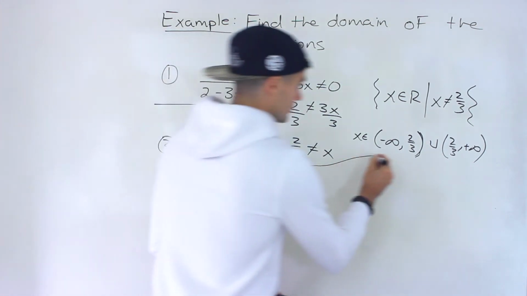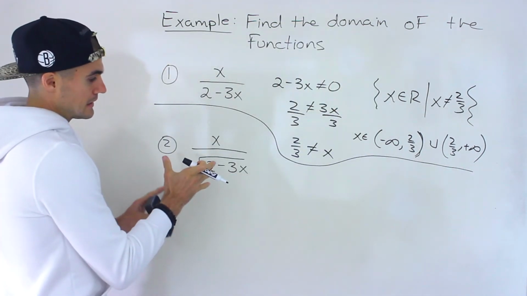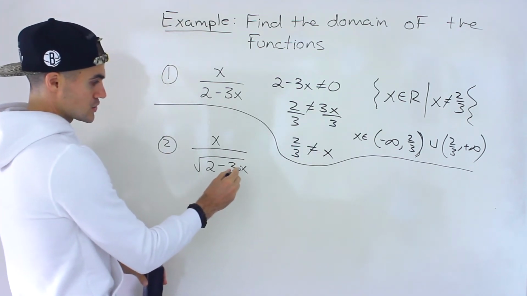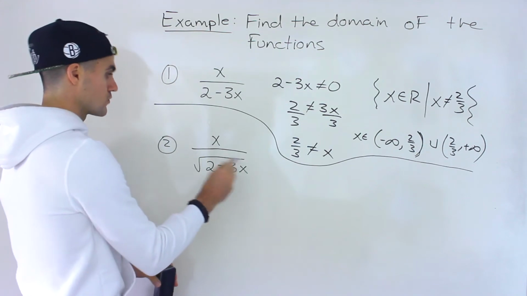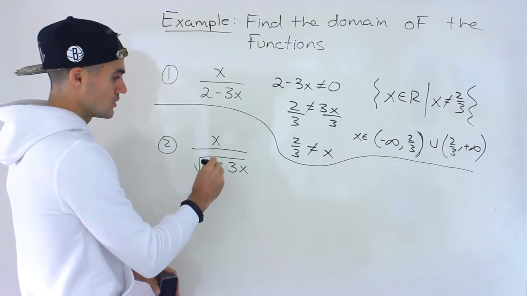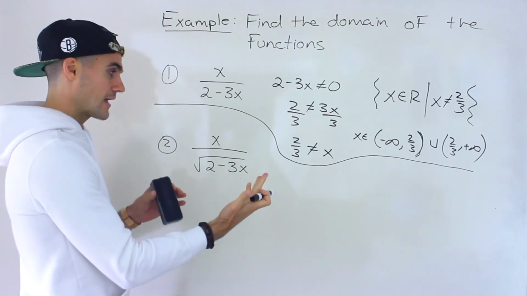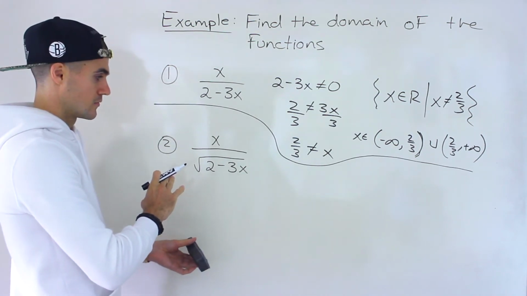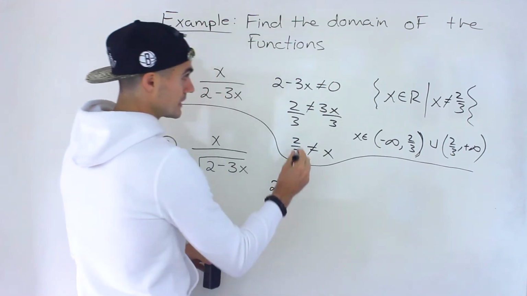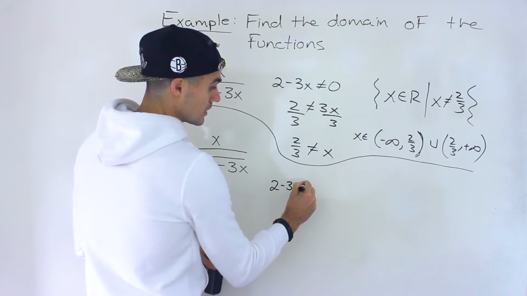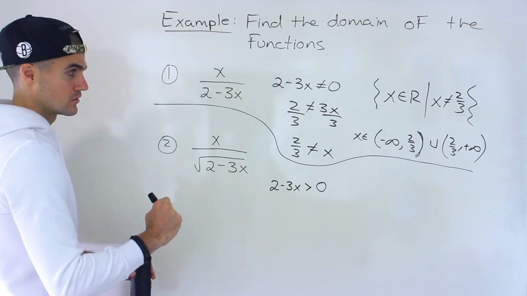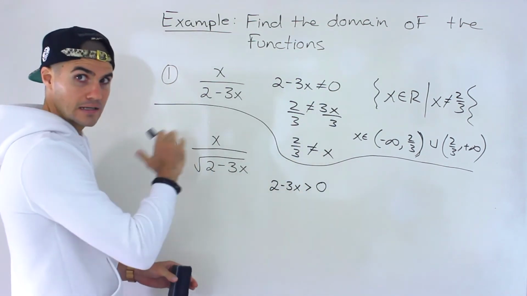Now, this second function, the domain is going to be a little bit more strict. Notice that x can't be 2 over 3 again, because 2 over 3 would make this 0, and then the square root of 0 would be 0, and then the whole denominator would be 0. However, because there's a square root, remember a square root can't have a negative number within it. Right? So not only can 2 minus 3x not equal 0, it has to actually be greater than 0. It has to be a positive number. So it can't be 0, it also can't be any negative number.